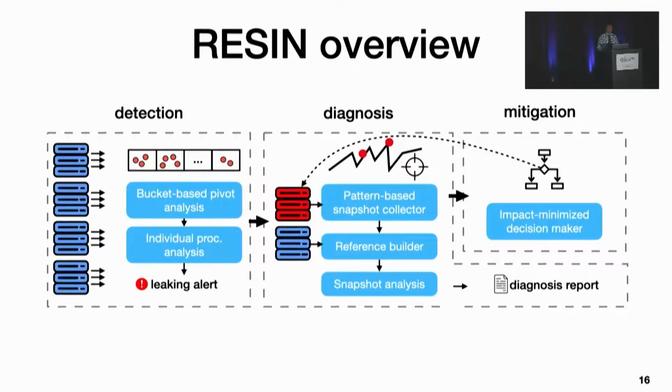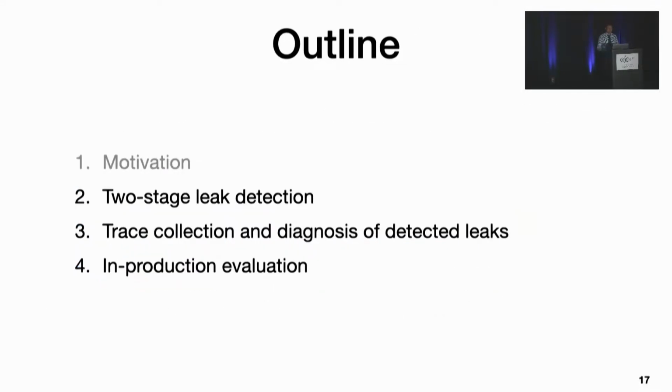Here's the overview of RESIN. It has 3 modules. It first collects memory usage data from hosts and generates alerts for leaking components and hosts, and then automatically collects traces for diagnosis and analysis. It also automatically mitigates leaking components. For the rest of the talk, we will only talk about detection and diagnosis due to time constraints. At the end, we will share the evaluation results.